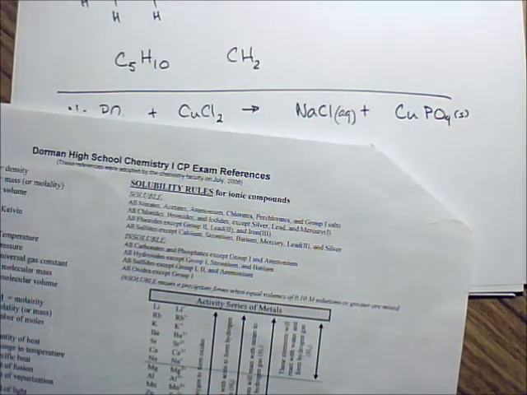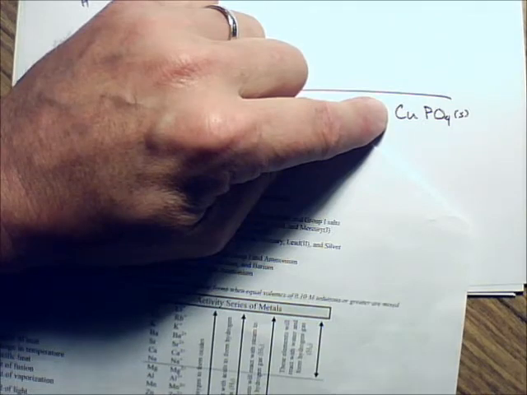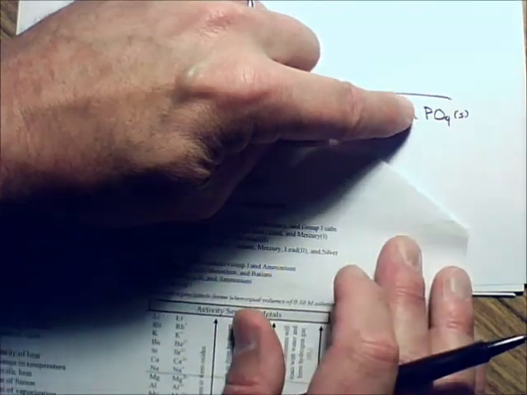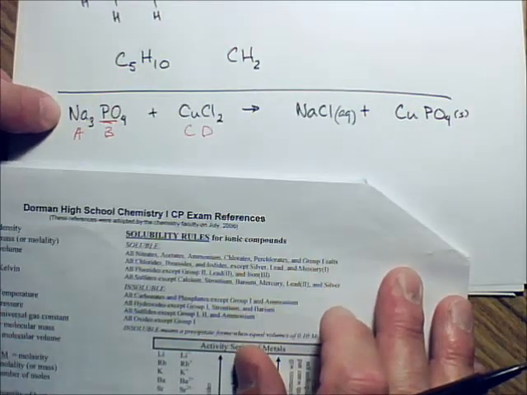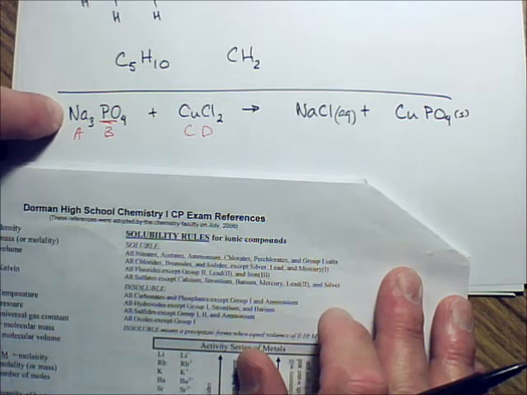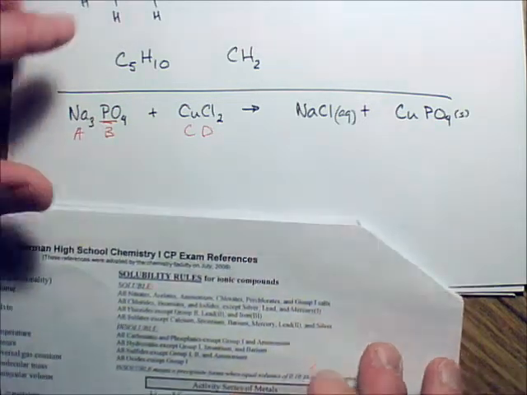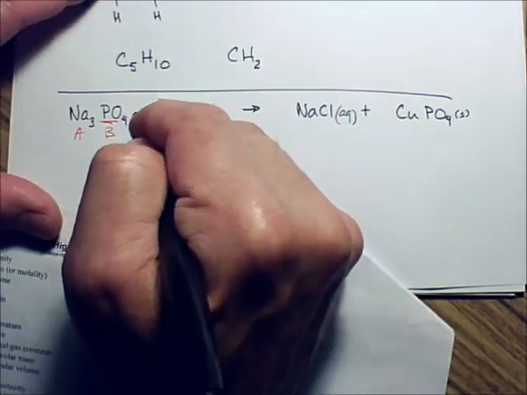So if that first one isn't in group 1, it makes it solid. I mean insoluble. If it's not group 1 or ammonium, then it's insoluble. If it was a group 1 metal combined with phosphate, it would be aqueous. Well, that's what we had over here. This is a phosphate that has a group 1 metal attached to it, so it is aqueous. Put AQ here. Okay?